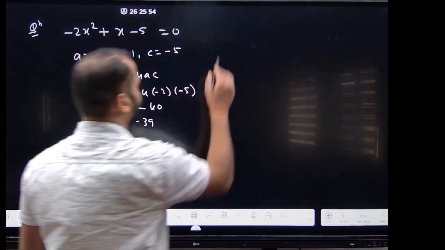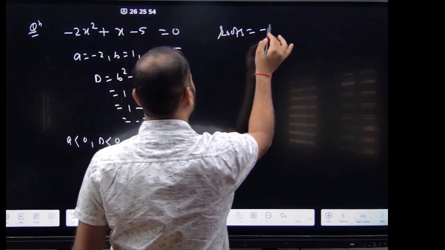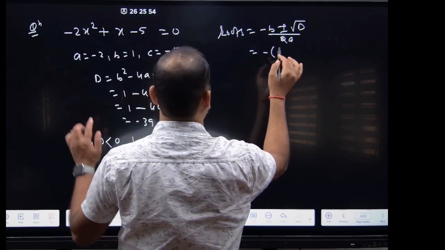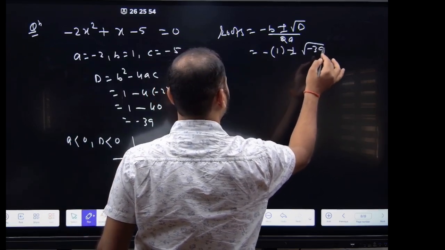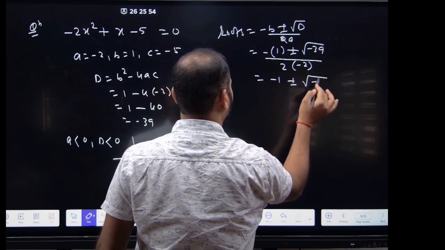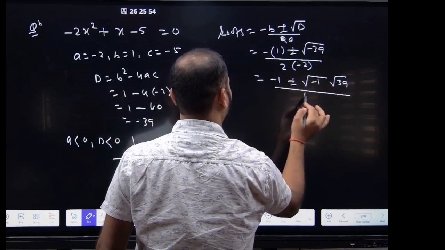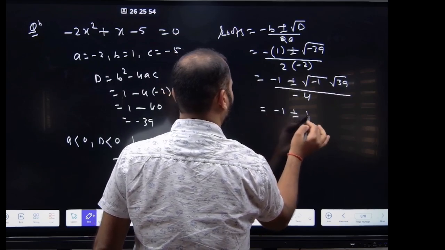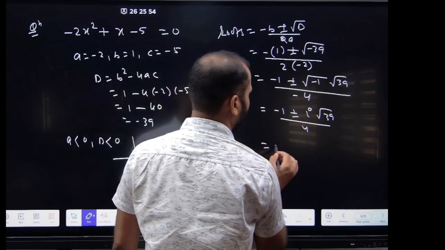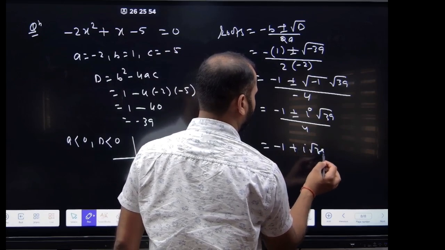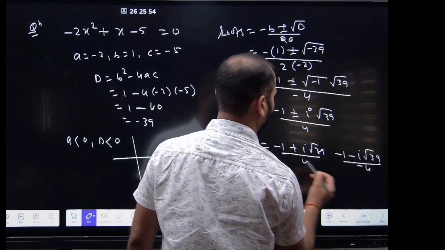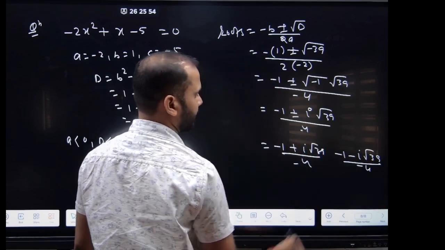After that, what are the roots then? If I calculate the roots, minus B plus minus root D divided by 2A: minus 1 plus minus root of minus 39 by 2 into minus 2, which is minus 1 plus minus root under minus 1 times root 39, divided by minus 4. So plus minus i root 39 by 4. Correct? You can write plus i root 39 by 4 and minus i root 39 by 4. Correct? These two.